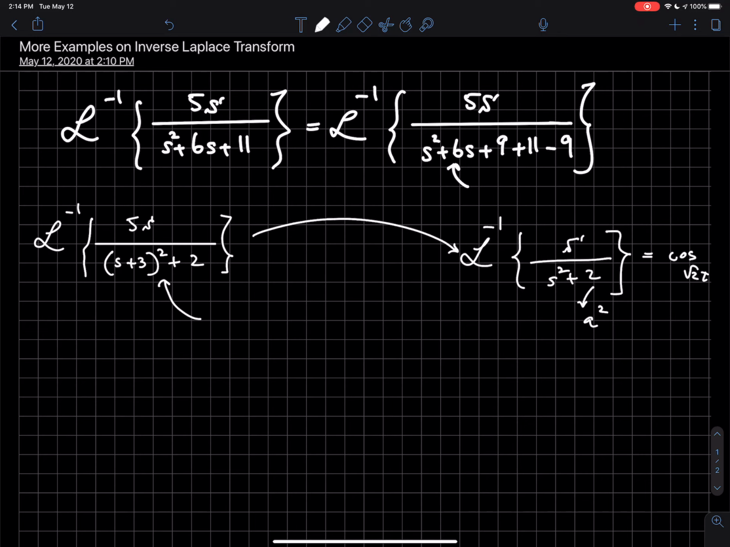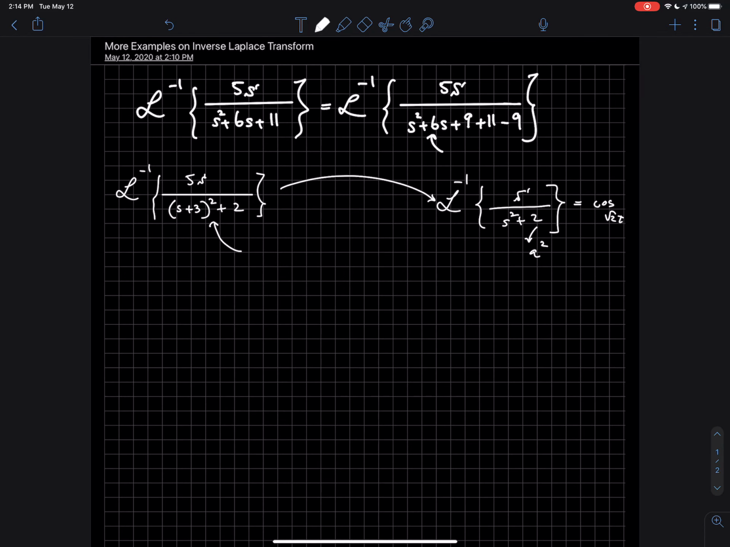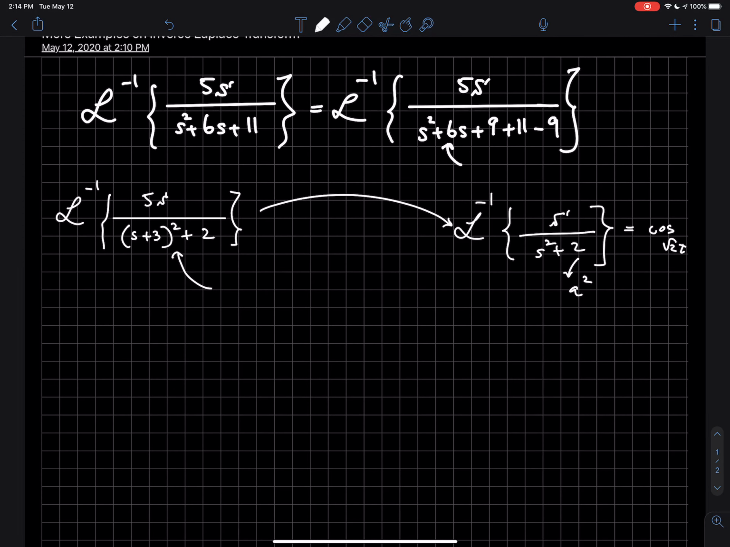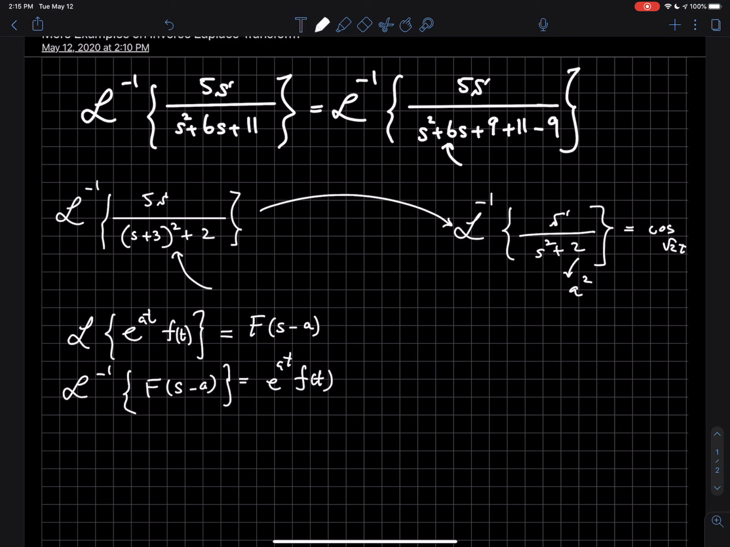The only difference is, you notice instead of s, you have an s plus 3, and let's see if you recall something. You recall that the Laplace transform of e to the at f of t? Remember the shift? The Laplace transform of e to the at f of t was F of s minus a, which basically means that the Laplace inverse of F of s minus a is e to the at f of t.